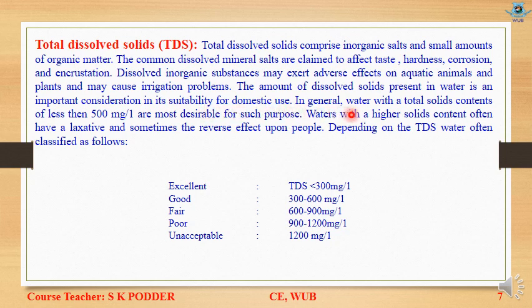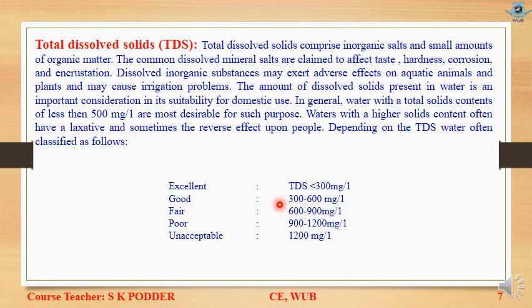In general, water with a total solids content of less than 50 mg per liter is most desirable for such purposes. Waters with a higher solids content often have a laxative and sometimes the reverse effect upon people. Depending on the TDS, water is often classified as follows. That means, depending on the value of TDS, we can define water in different categories.